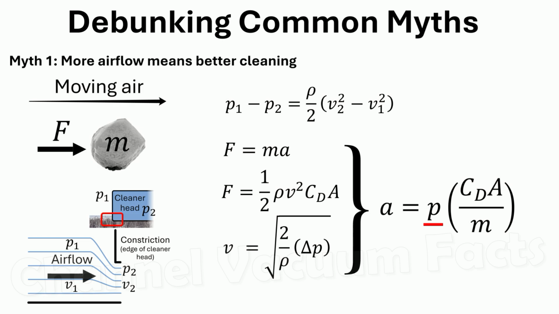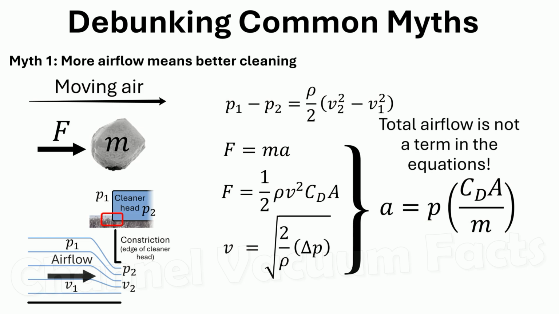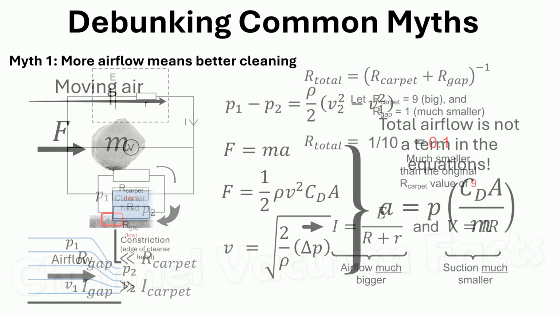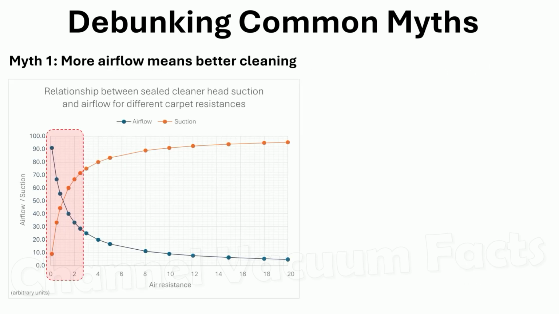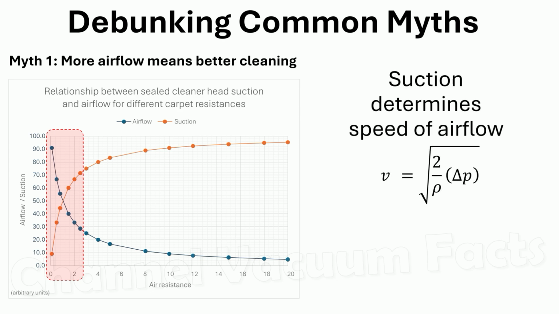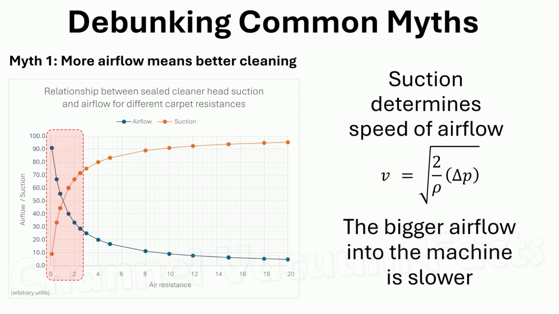As long as there's meaningfully significant airflow, its total magnitude flowing into the head has no direct bearing on particle acceleration and only varies incidentally. We've also learned that, in fact, an increased total air current contributed from bleed sources reduces suction, and therefore the airspeed and cleaning performance. Venturi showed that suction determines the speed of the airflow. Large leakage airflows enter the head more slowly and are less effective at cleaning. The opposite to the myth is actually true.